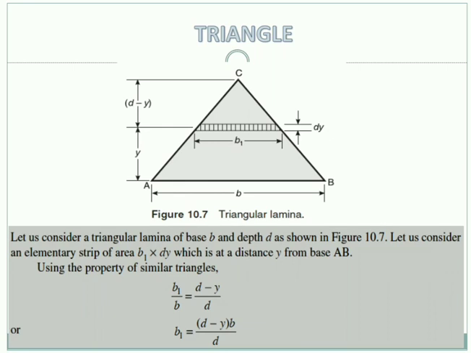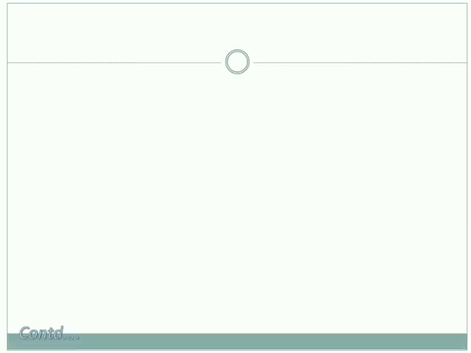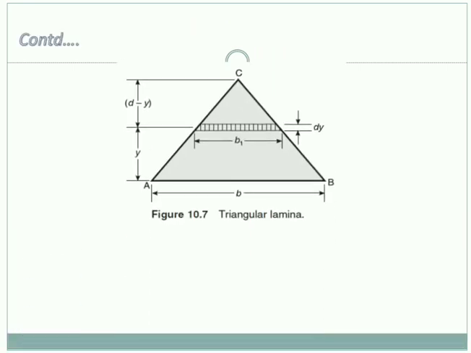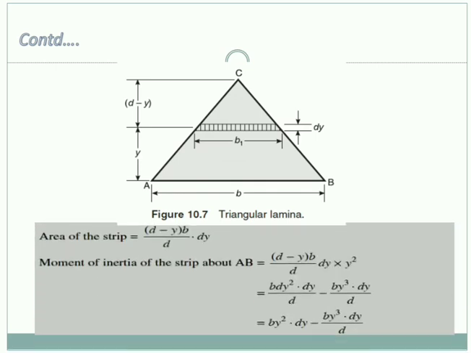So now what will be the area of the strip? Area of the strip is b1 into dy, and we have found out the b1 value, which we have to substitute. So area of the strip is equal to b1, that is (d minus y) into b divided by d, into dy, which is the depth of the strip.